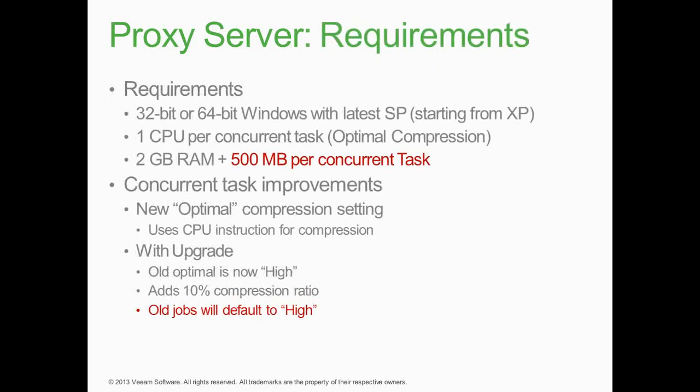Here are a few requirements for creating a proxy. You need a 32-bit or 64-bit Windows with the latest service pack. You need 1 CPU per concurrent task and 2 GB RAM plus 500 MB per concurrent task. So these are a few basic requirements which you need to make a Windows machine your proxy server.